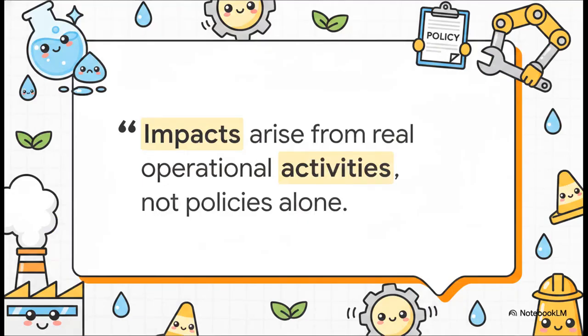I really want you to let this quote directly from our source material sink in. Environmental impacts do not arise from policies or strategies alone, but from real operational activities. I mean, it sounds obvious, right? But the stakes are incredibly high. A beautifully formatted, perfectly spell-checked environmental policy manual sitting on a corporate server somewhere simply cannot stop a chemical spill. Paperwork alone doesn't prevent environmental harm. Only controlled operations can do that.